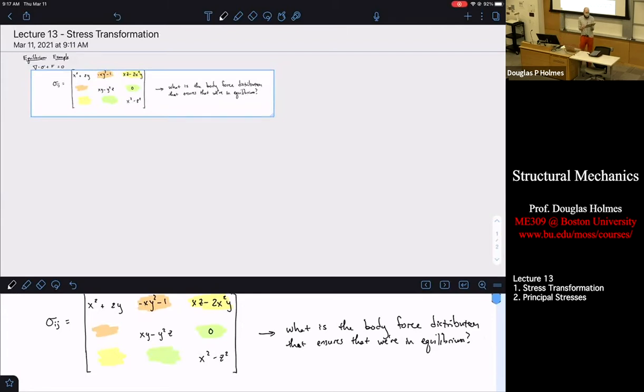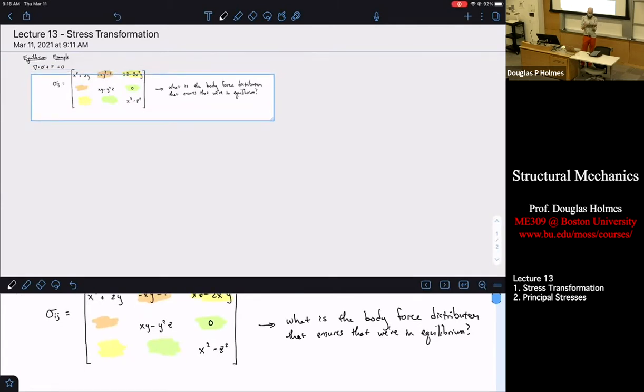What it means is you're given sigma. If we're in equilibrium, there's got to be some body force that balances our stress tensor. So what it's saying is, what's F? And to be precise, we know F is a vector. So really what it's saying is, in Cartesian coordinates, which is what we're in because of our stress distribution, what's Fx, Fy, Fz?